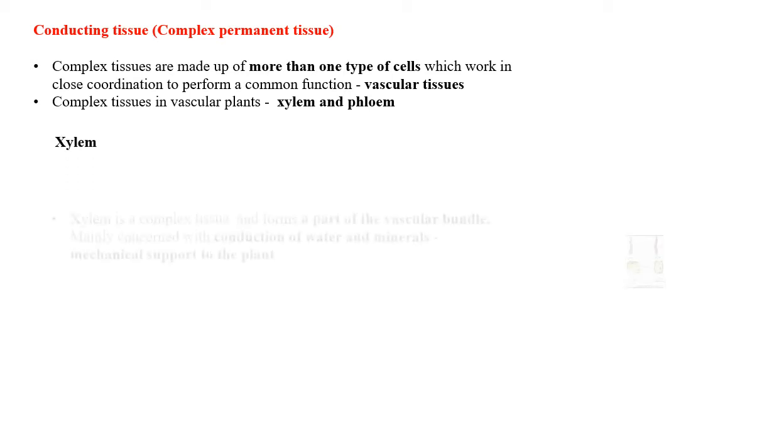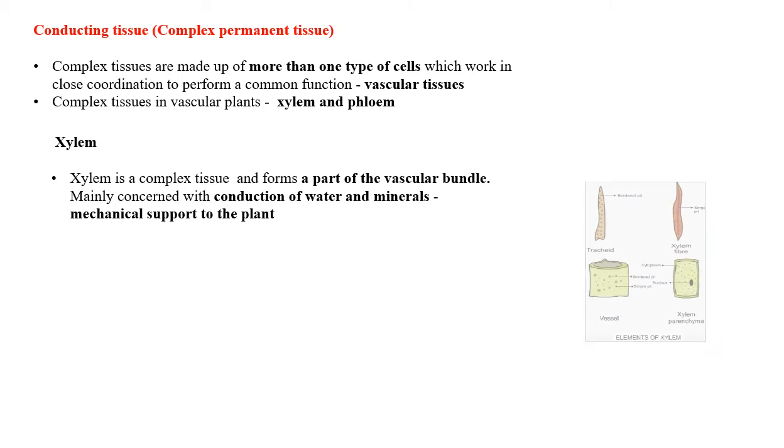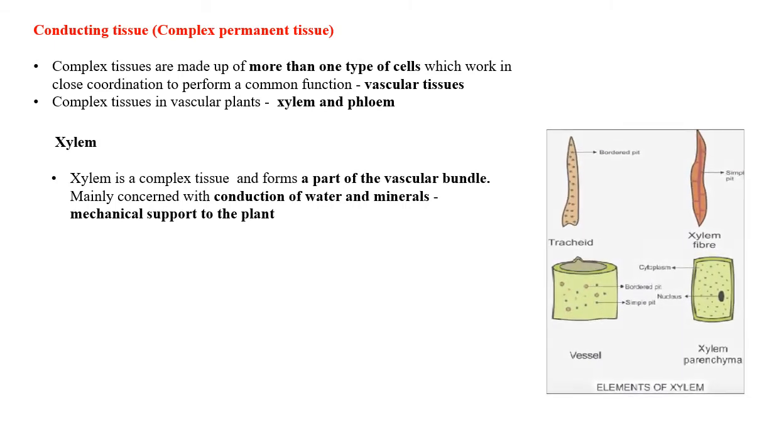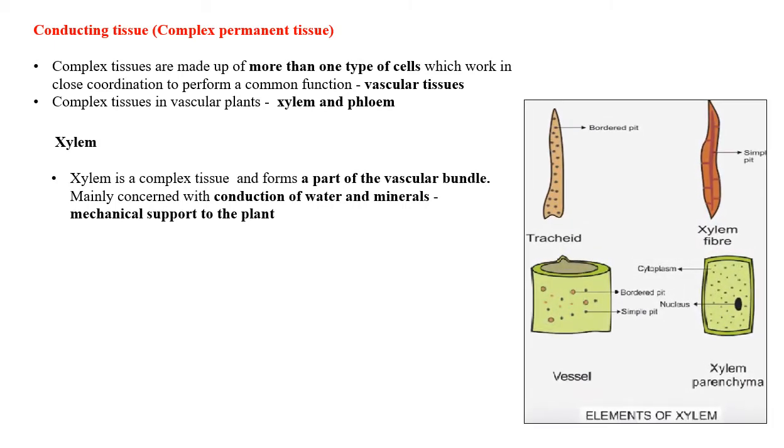Xylem. Xylem is a complex tissue which forms a part of the vascular bundle. It is mainly concerned with the conduction of water and minerals. It also provides mechanical support to the plant. Xylem cells are thick-walled. As a conducting strand, xylem forms a continuous channel through the root, stem, leaves, and other aerial parts. All xylem tissue forms the wood and does not conduct water or minerals.